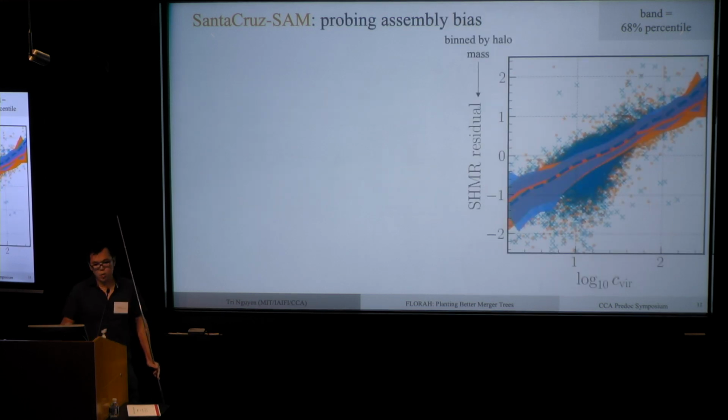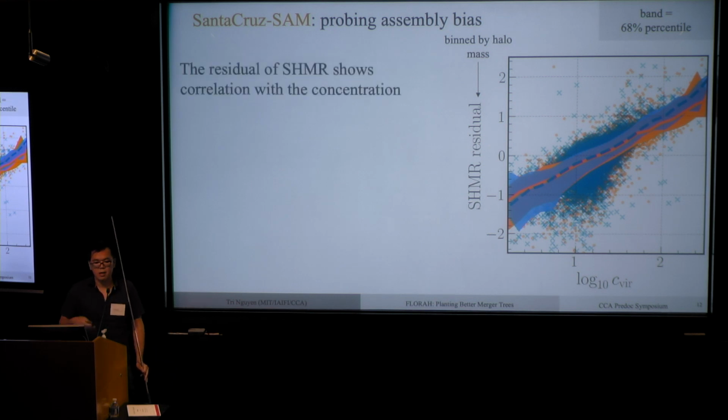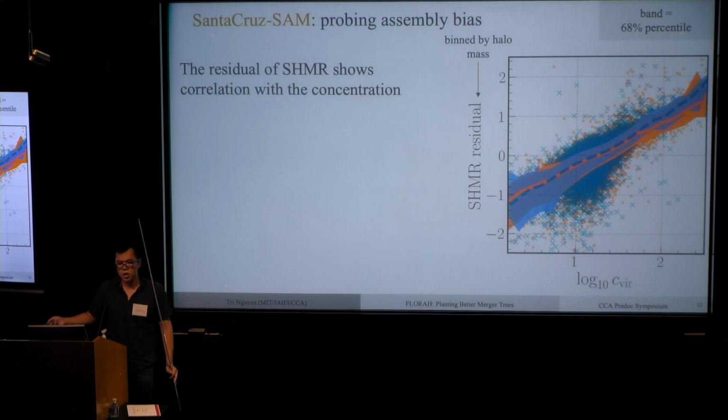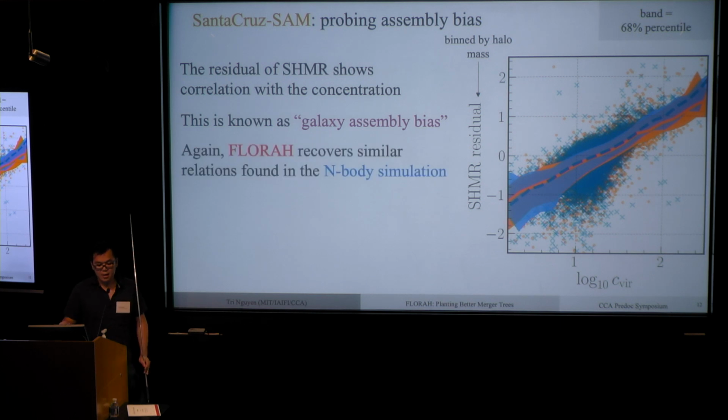Another thing you can do with this is probe something called the assembly bias. You can do so by plotting the residual of the SHMR, the stellar halo mass relation previously shown in the last slide, and you can see here that it shows correlation with the concentration. This implies that there is some kind of dependency of the stellar mass beyond the halo dark matter mass, and this is known as galaxy assembly bias. Again, the relation from Flora and the relation from the n-body simulation of Very Small MultiDark are extremely similar.